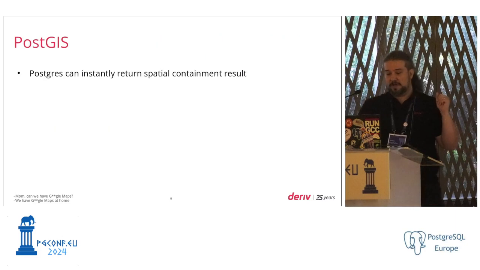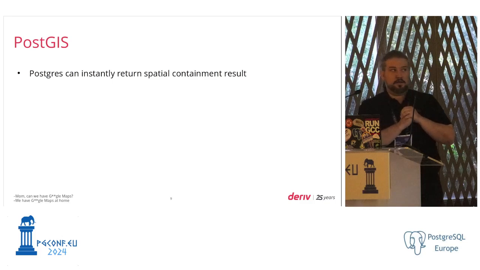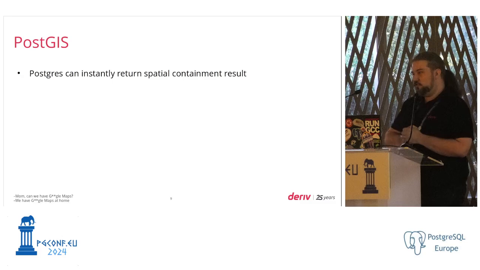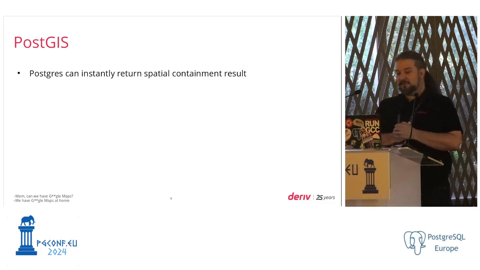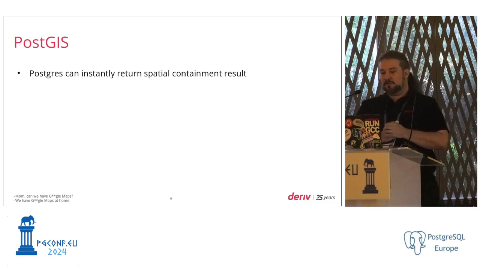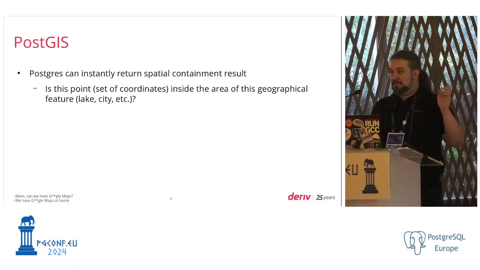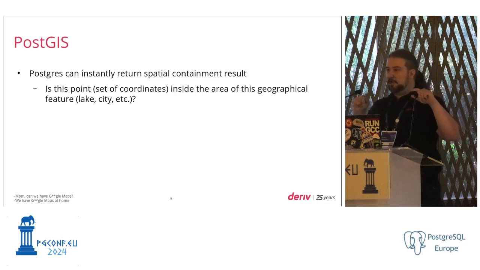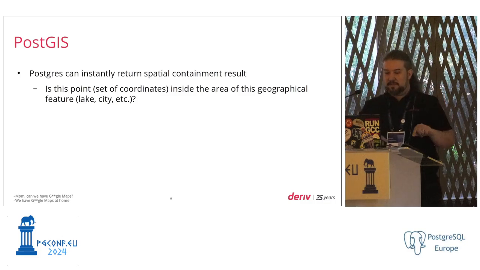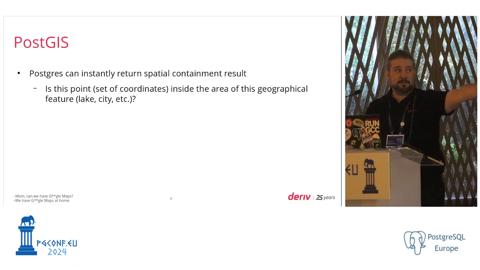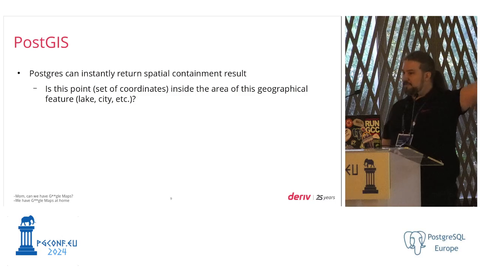Now, PostGIS, as we said, takes advantage of indexing, so it's really, really fast. It can pretty much instantly return spatial containment results, which is, does this point belong inside the area defined by this geographical object? So, is this set of coordinates inside a lake or a city or any other kind of geographical object?